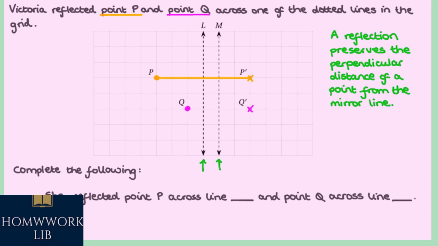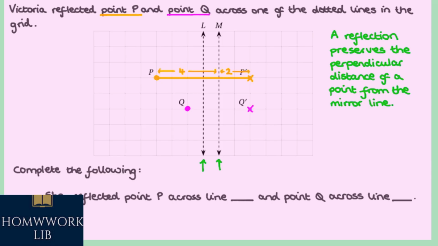If we connect points P and P', then the mirror line must intersect this line segment at its midpoint, so that points P and P' are the same perpendicular distance from the mirror line. In fact, the mirror line will be the perpendicular bisector of the line segment PP'.